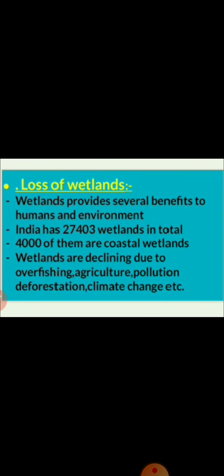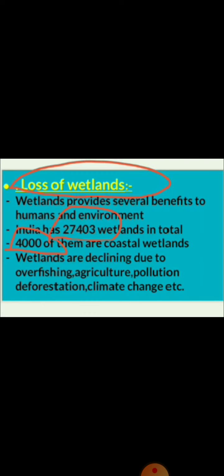Now the next important environmental issue related to land and biodiversity is loss of wetlands. Wetlands provide numerous ecosystem goods and services. India has 27,403 wetlands in total. Of these, 4,000 are coastal wetlands. And we are declining the wetlands at the rate of 2.3% each year. The rate of degradation of wetlands is 2.3% each year.